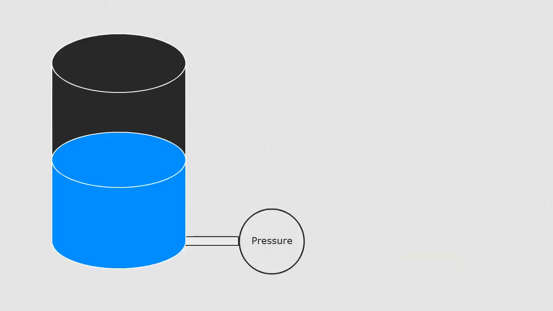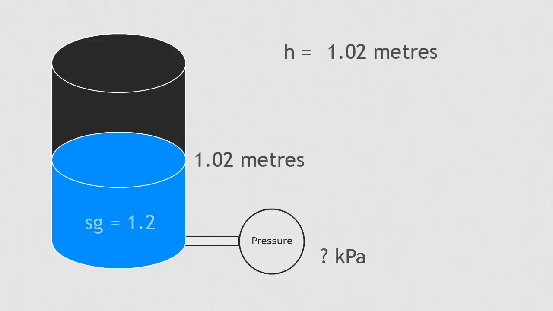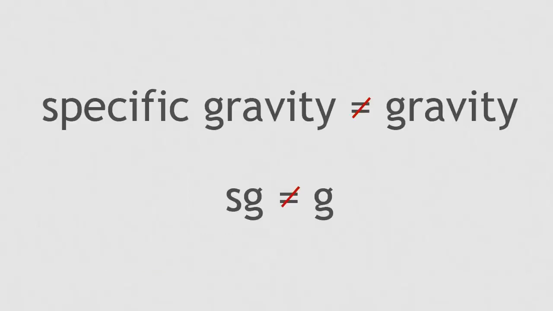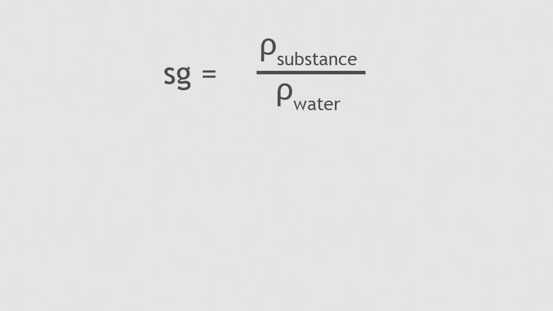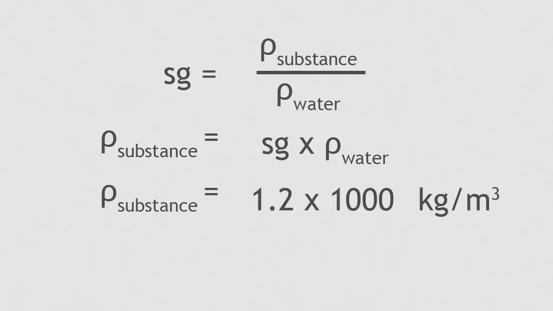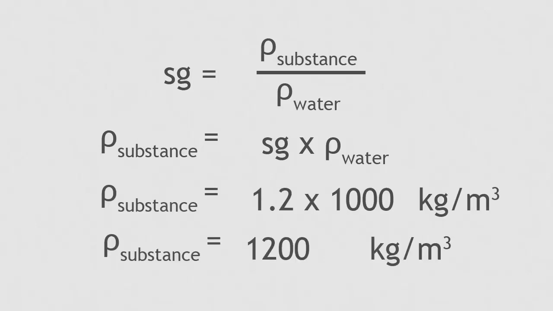If the same tank was filled with liquid with a specific gravity of 1.2, and the height was 1.02 meters, what would the pressure at the bottom of the tank be? Note, specific gravity is not the same as gravity. The density of the material is the specific gravity multiplied by the density of water. So the density is 1,200 kilograms per cubic meter.